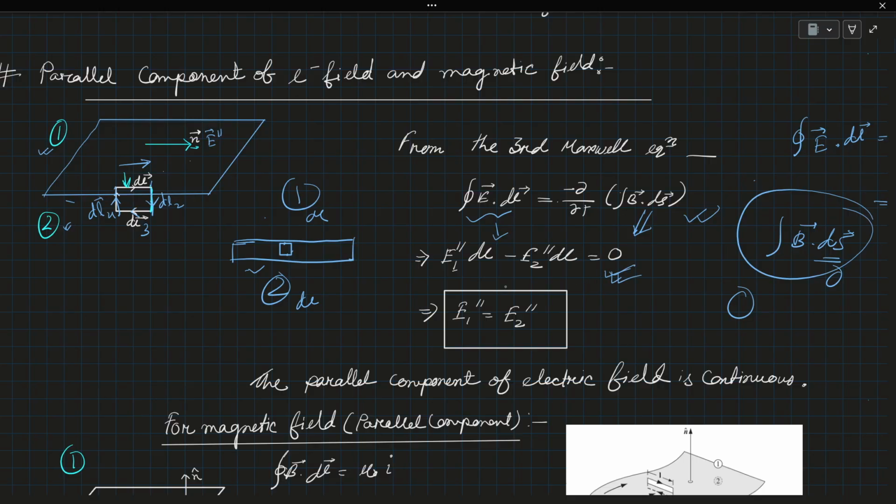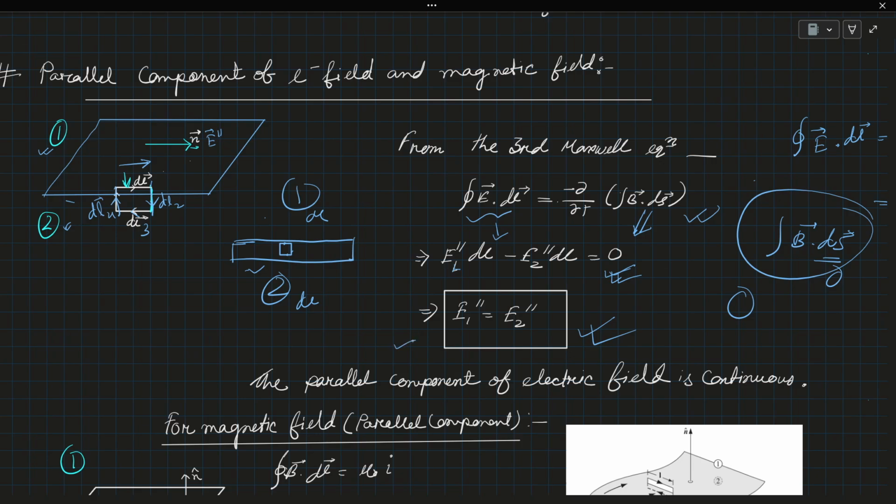By considering this assumption, if I squeeze the Amperian loop such that it contains no surface inside it, then the integration value will be 0. So using this, I have got E1 parallel dl minus E2 parallel dl equals 0. Both these terms contain dl, so dl will be cancelled and E1 parallel equals E2 parallel. So the parallel component of the electric field is continuous across the surface.